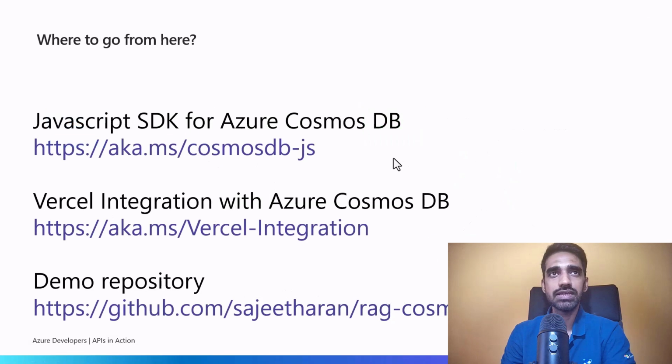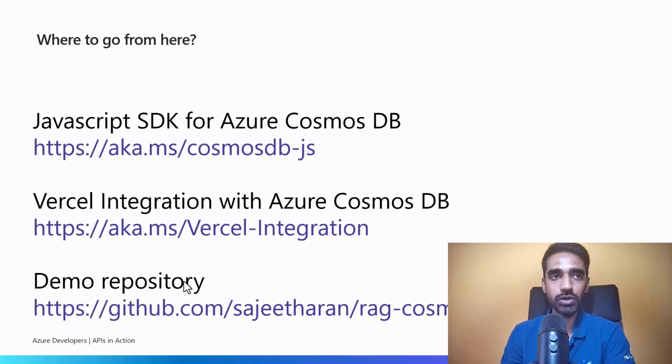Just to summarize, if you want to get started with the JavaScript SDK and see the latest capabilities that we added to the V4 SDK, you can navigate to aka.ms/cosmosdb-js and see the announcement on the V4 SDK. To read more about the Vercel integration and the template, you can get started with aka.ms/vercel-integration. And finally, the repository that I demonstrated is available in this URL. You can start building your own repo and deploy as a template, as well as deploy to Vercel.